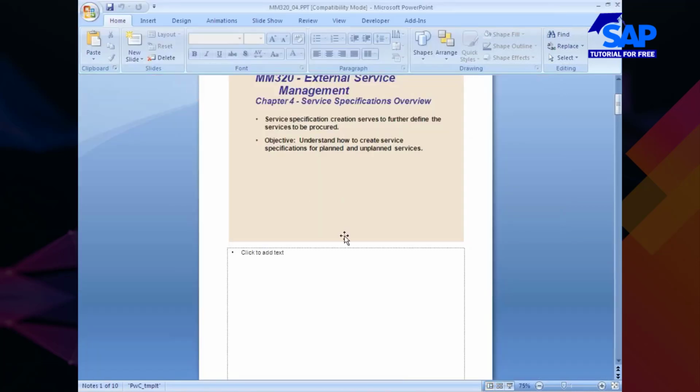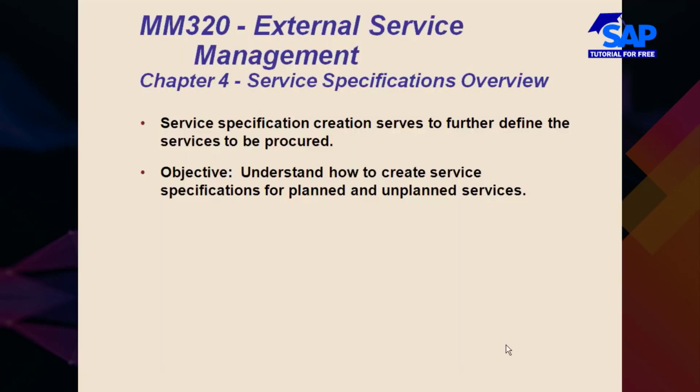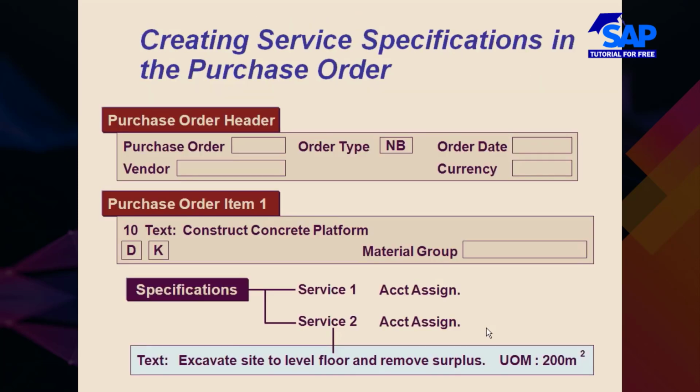So service specifications, I'll just give you a brief introduction, although we have already created them, I'll give you an insight into it. Service specification creation serves to further define the services to be procured. In the purchase order, we have used item category D, item category K. In the service specifications, we have entered service 1, service 2. This is what we call service specifications.